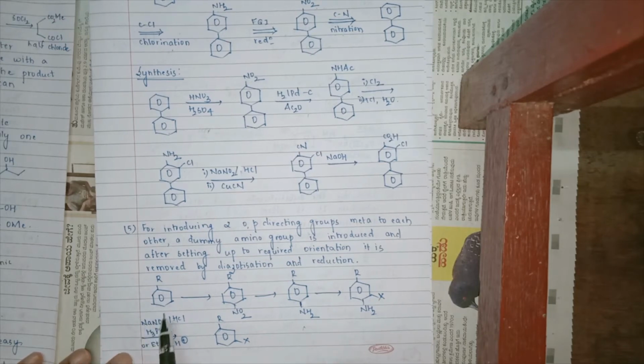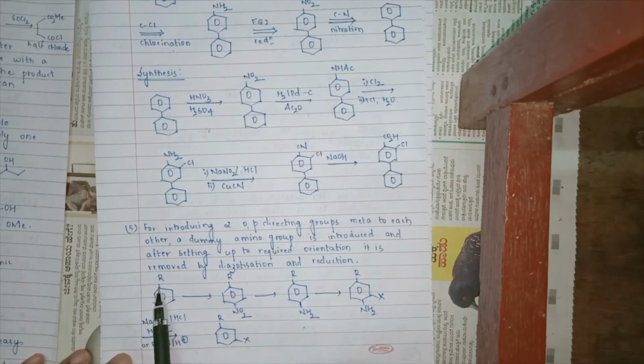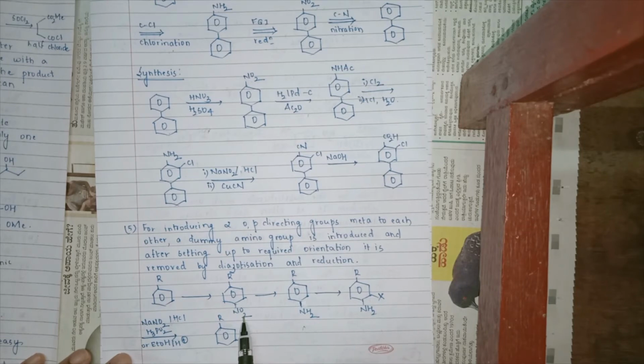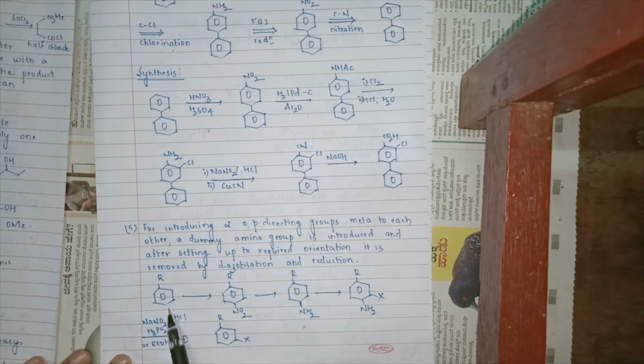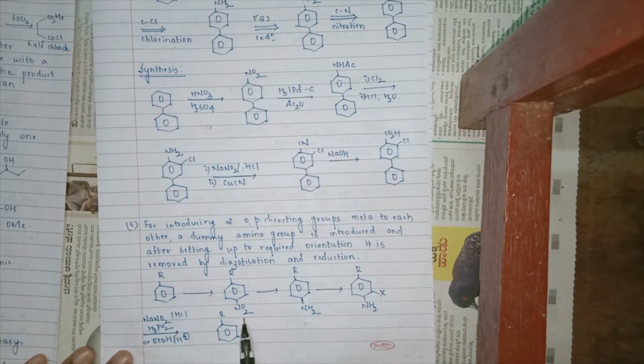Let us see this. Now, there is a benzene which is substituted with R. Para to this position, I am going to introduce an NO2. Now, R is an electron donating system. If I want to introduce anything with respect to R at the meta position, I should block my para position. So, how did I block my para position? By the introduction of NO2. NO2 can be further reduced to NH2.